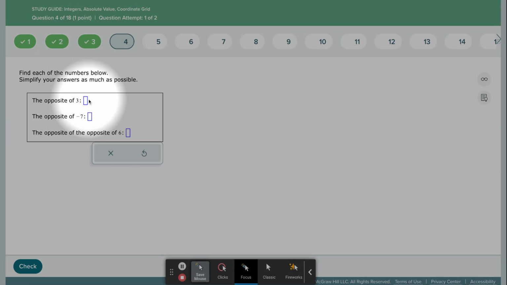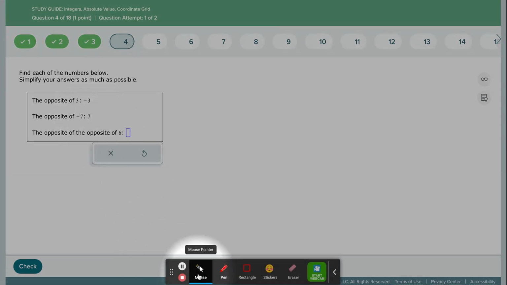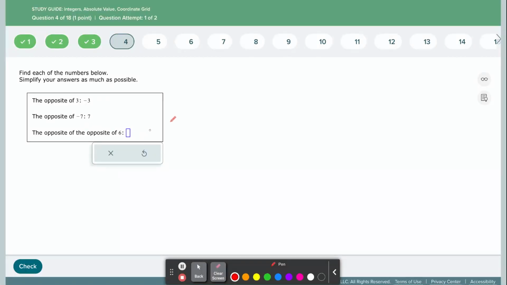What's the opposite of these numbers? Remember, opposites, just changing the sign to the opposite sign. So if it's positive, it's negative. If it's negative, it's turned into a positive, okay? So what's the opposite of 3? Negative 3, right? What's the opposite of negative 7? Positive 7. Okay. And again, this isn't tricky. You just have to keep track of it.